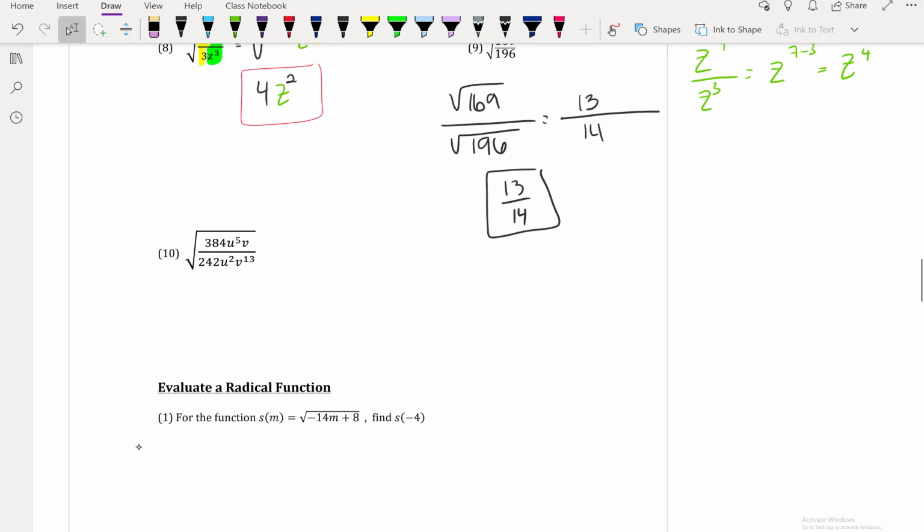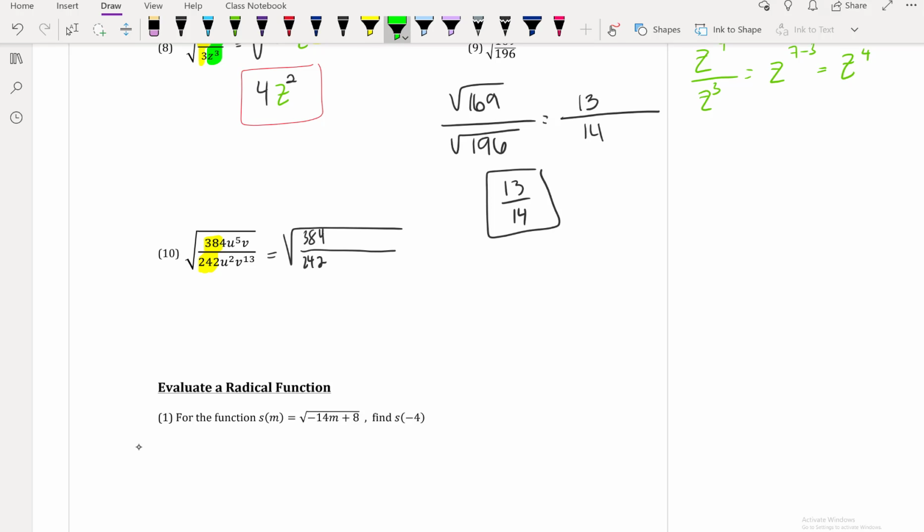All right, so now let's look at number 10. So we have a lot going on with number 10. So the first thing we want to do is try to simplify this as much as possible. So let's take a look here. Well, I have 384 and 242. So what I could do is just leave those numbers alone for now. So that 384 and that 242, I'm going to deal with the numbers separately later.